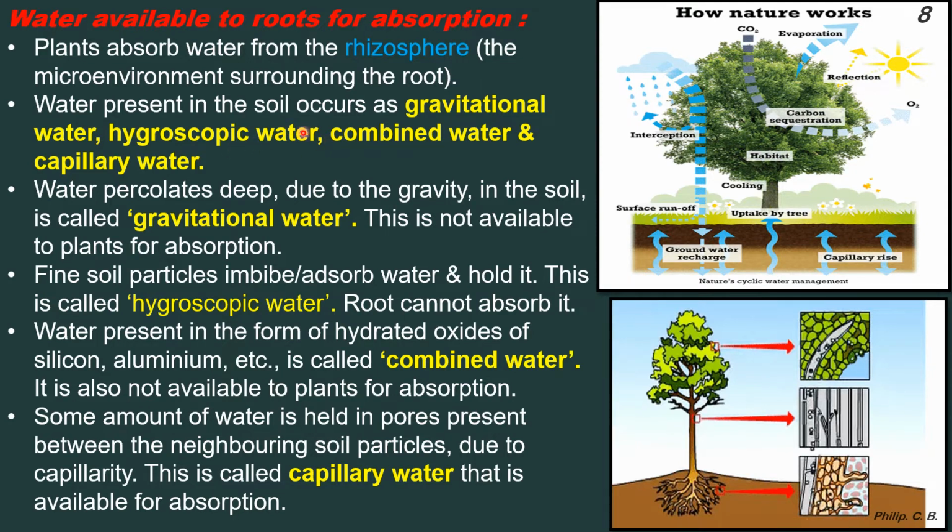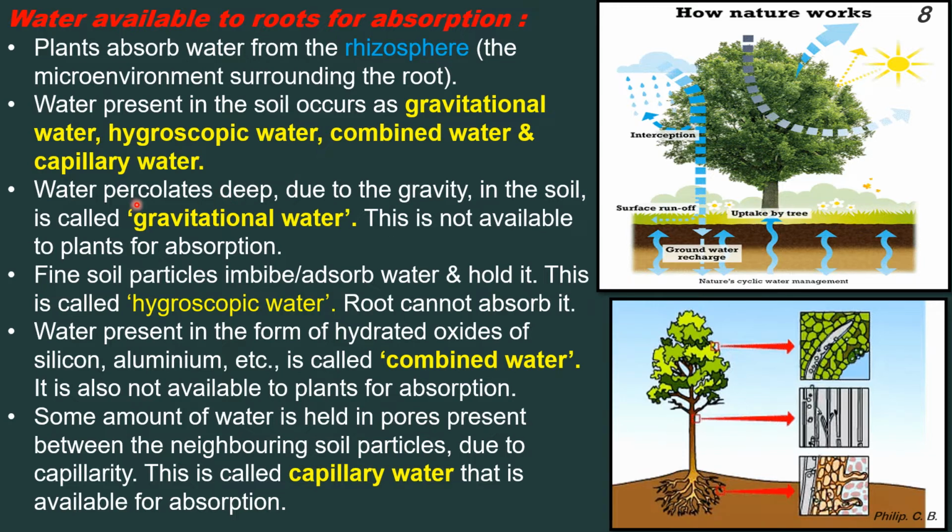Water present in the soil occurs as gravitational water, hygroscopic water, combined water and capillary water. So the water which is present in the soil is available in four forms. Which are the four forms? Gravitational water, hygroscopic water, combined water and capillary water. The four types. Now we go into the individual part of it.